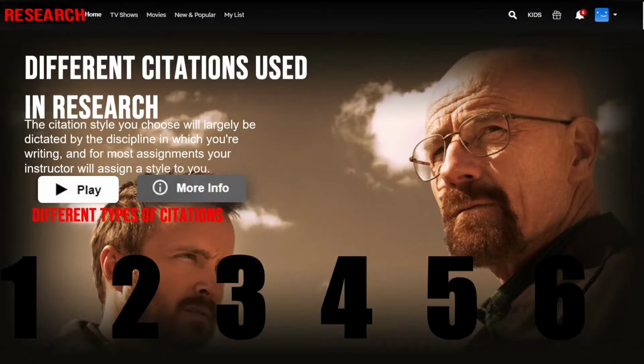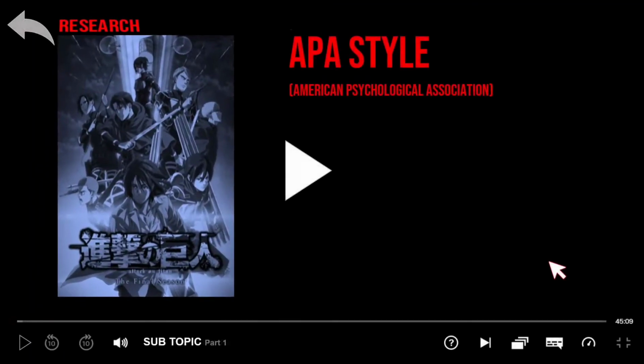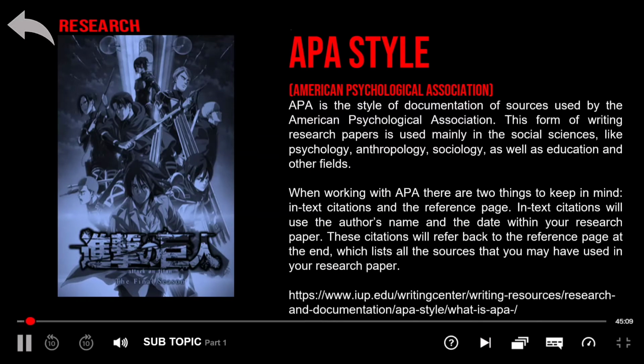So una pong style ng citation ay APA style. So ang APA style po or American Psychological Association style is the style of documentation of sources used by the American Psychological Association. This form of writing research papers is used mainly in the social sciences like psychology, anthropology, sociology, as well as education and other fields.